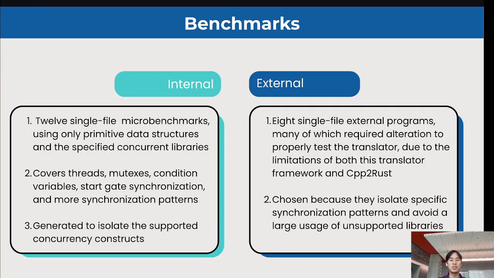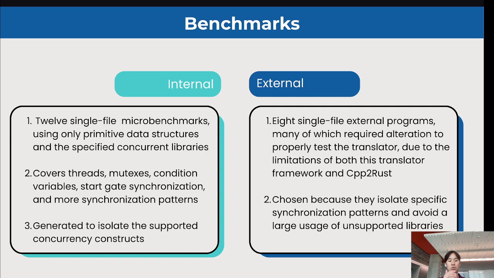So we tested two main types of benchmarks, internal and external. The internal benchmarks are generated to isolate the supported concurrency constructs, and there's 12 of them. They only use primitive data structures and the specified concurrency libraries. This is because CPP2Rust doesn't actually translate all standard libraries in C++.